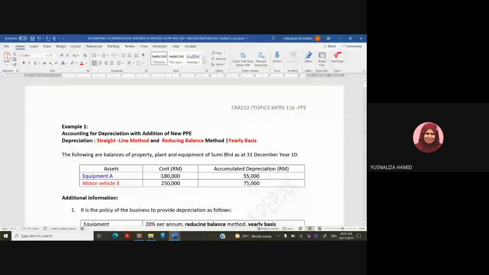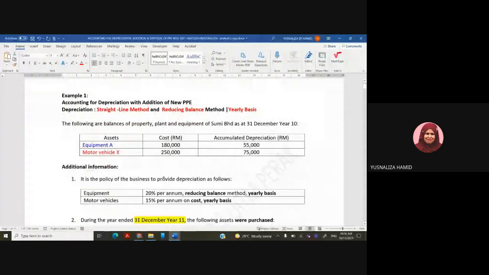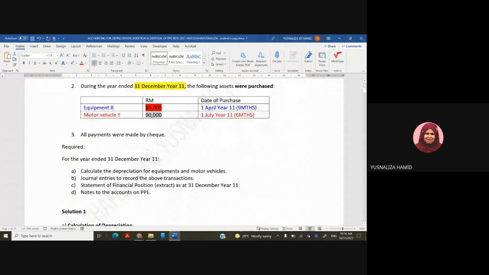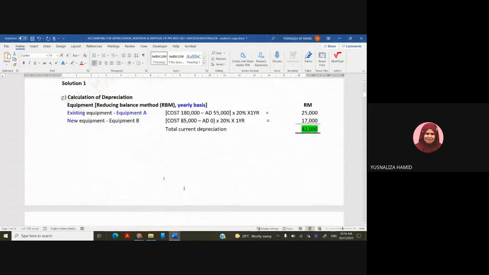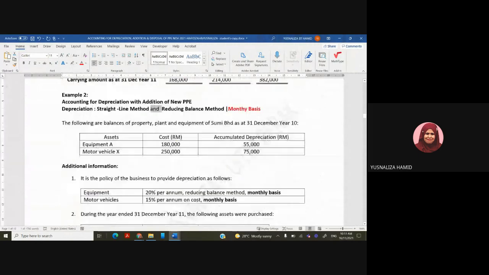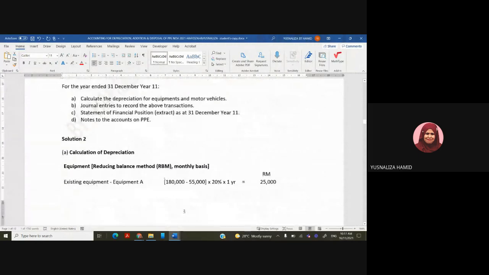Today we are going to deal with accounting for depreciation, and we will go further by looking at what happens if we add an extra asset to our list of assets. We are going to use example two from the example list that I have given you, so you can check that in your Google Classroom. Example two deals with accounting for depreciation with the addition of a new PPE.